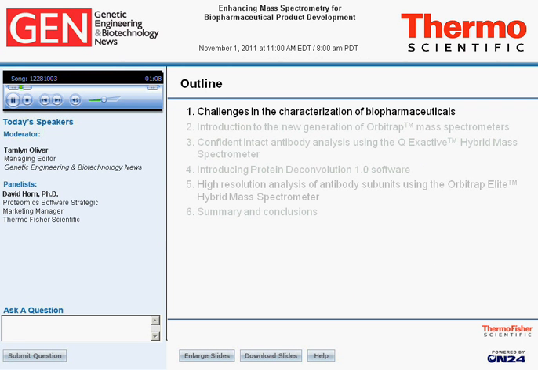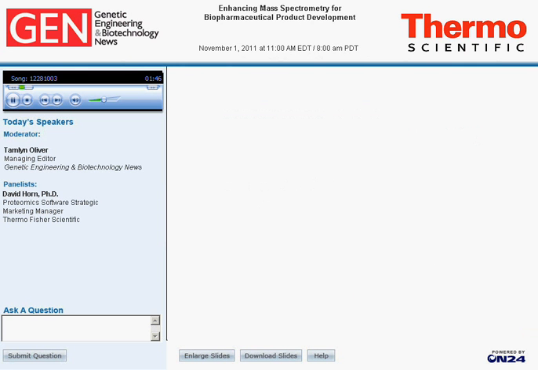So the outline of the talk goes as this. First, I'm going to briefly describe some of the difficulties in the analysis of biopharmaceuticals, followed by an introduction to the next generation of this year's Orbitrap mass spectrometers, followed by much more detail about how the Exactive performs for intact IgG antibodies, followed by an introduction to the protein deconvolution software, a little bit of a detour into software, which is my specialty, followed by some description about the Orbitrap Elite, in this case for top-down analysis of antibody subunits, and then finally I will summarize. Next slide, please.